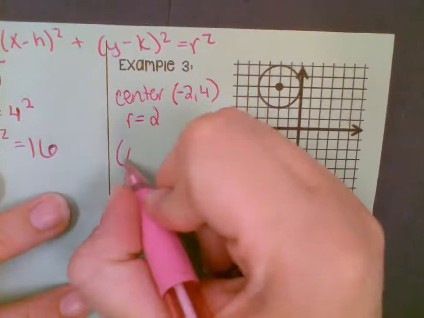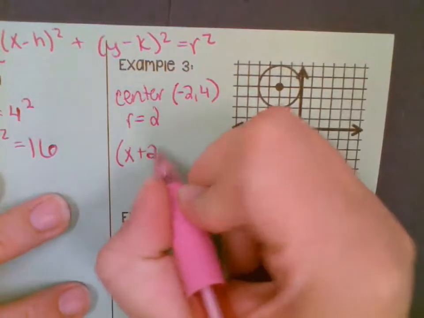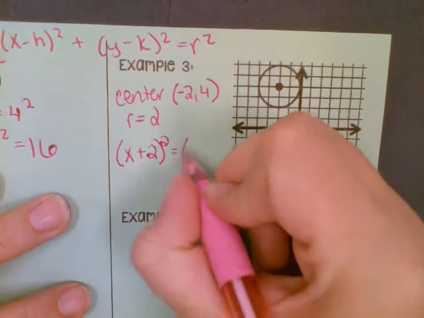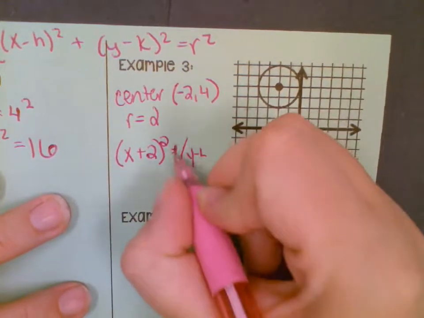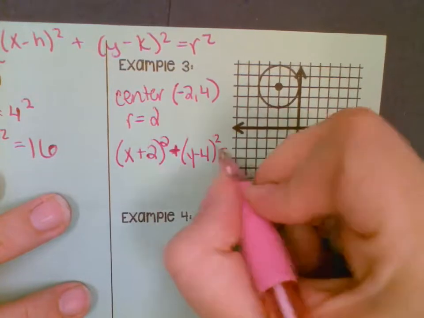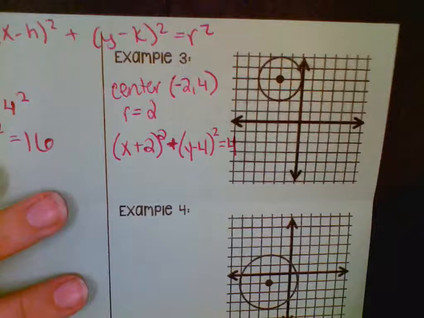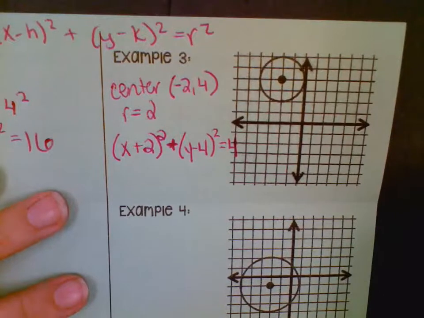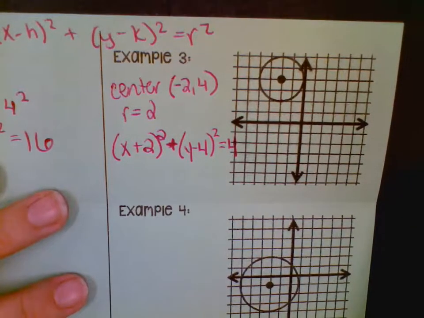So we have x minus -2, which is x plus 2, squared, plus y minus 4 squared equals 2 squared, which is 4. And that would be the equation of that circle. So go ahead and pause and try example number 4.